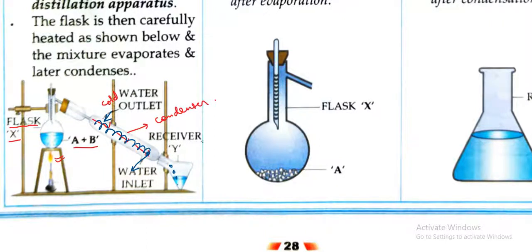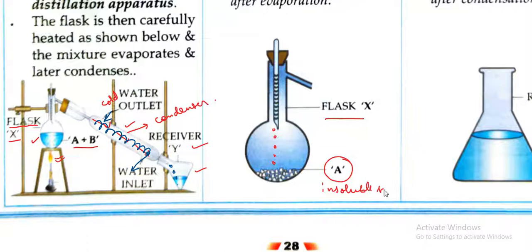So this is called the receiver. This is the receiver, this is the flask, this is called the condenser. Clear, students? Now pure water will fall down and will be collected. So the pure liquid will be collected in the receiver. This is the flask. So inside the flask what will be there?